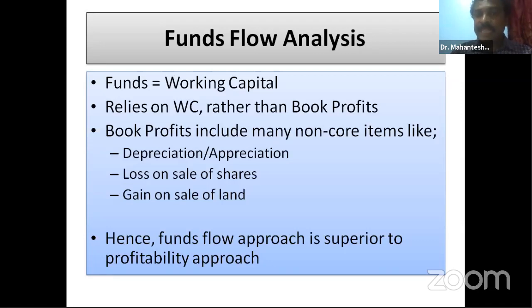Rather, I believe in the funds flow analysis. ಅಲ್ಲಿ ಏನ್ ಮಾಡ್ತೀವಿ ಅಂದ್ರೆ, how much funds we have generated during the year and how the generated funds are being utilized by the company, adanna ನಾವು analysis ಮಾಡ್ತೀವಿ. That will rather show us the true performance of the organization rather than simply looking at the profits which are not the real performance indicators. So ಹಾಗಾಗಿ we go for this funds flow analysis. Hence funds flow approach is superior to profitability approach ಅಂತ ನಾವು ಹೇಳ್ಬೋದು.